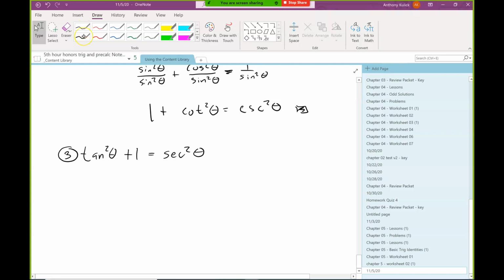Prove this one. Again, we're going to start with an identity. And this time, I'm going to divide both sides by cosine squared theta, because if I look, this piece I want to turn into 1. So the obvious thing to do would be to divide by cosine squared theta.